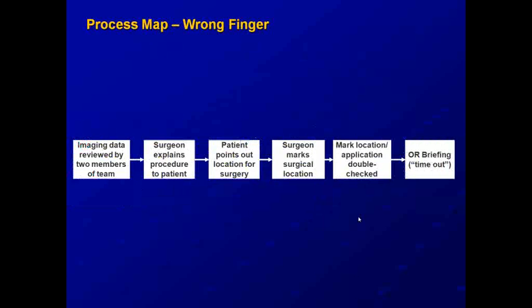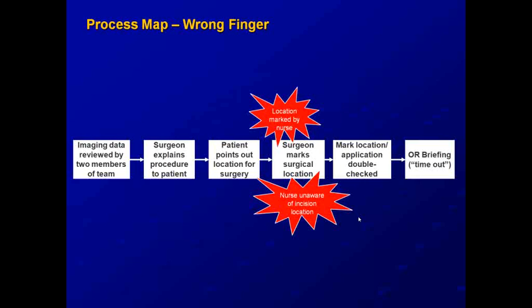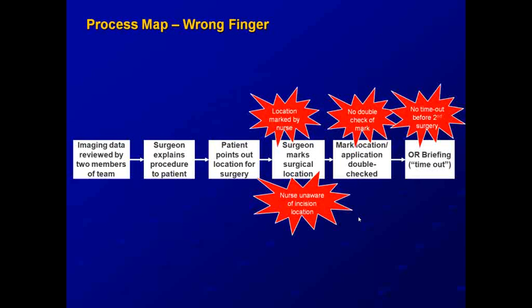We can look at some of the things that went wrong with the process map that we developed before. In this case, the location was marked by a nurse rather than the surgeon who was performing the surgery. The nurse was unaware of the incision location. There was no double check of the mark made prior to surgery. There was no timeout before the second surgery, which was supposed to take place on a separate finger. Then, when the staff went back in and did the proper surgery, there was no timeout before the surgery was redone.